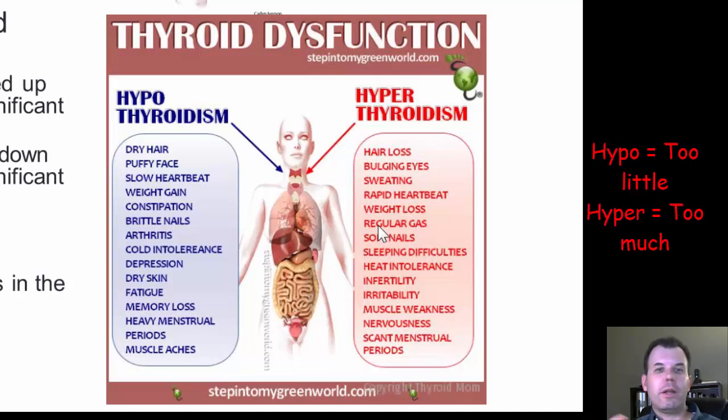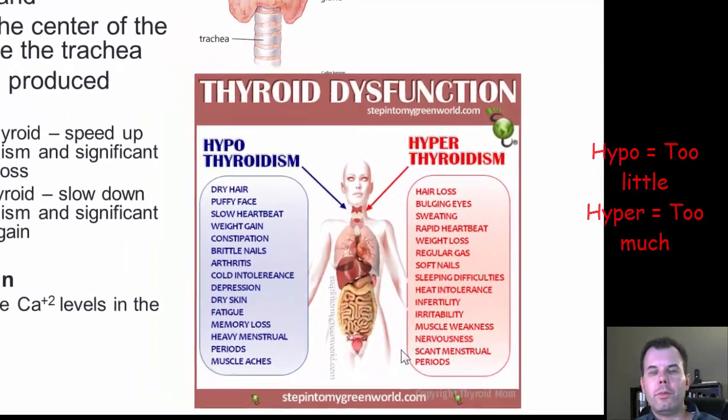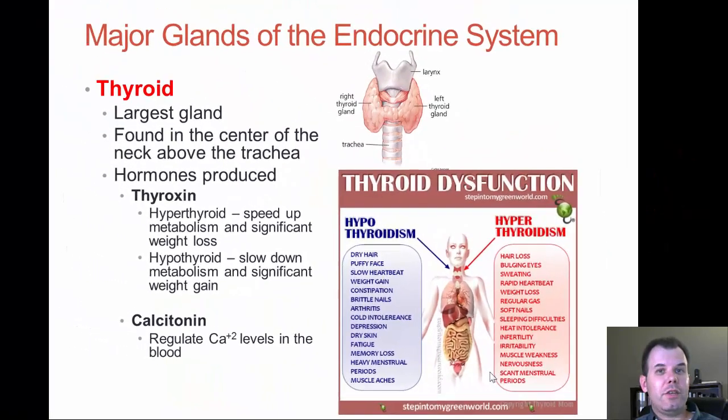Another thing is very quick weight loss, very, very skinny. Again, you have rapid heartbeat, regular gas, soft nails, sleeping difficulties, heat intolerance. You have infertility, muscle weakness, nervousness, and other things that are associated with these things. So again, if you have more than one of these symptoms, you might want to get your thyroid levels checked and see if you have maybe hypo or hyperthyroidism, and see if maybe that is an issue that you're dealing with.